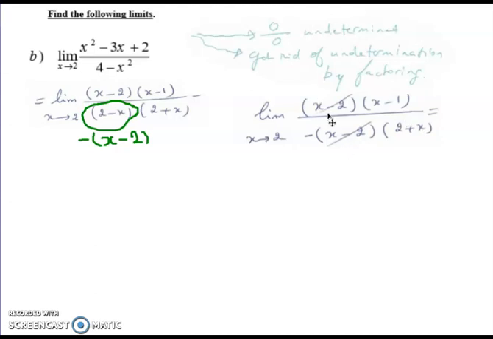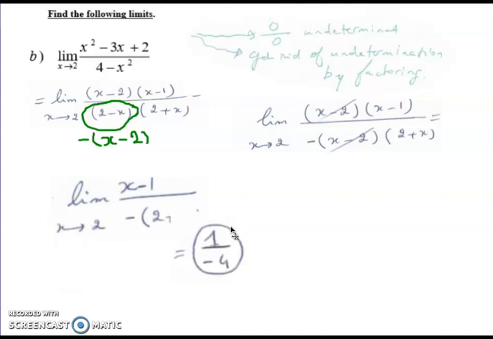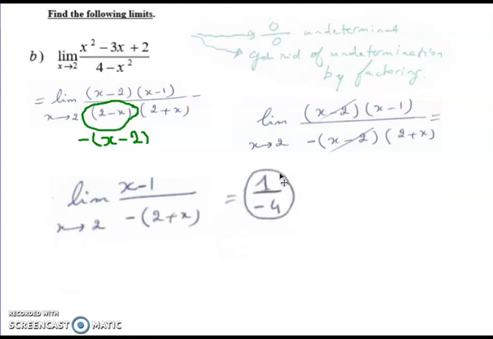We simplify the factor x minus 2. By this, we are removing the factor that is leading to 0 over 0. And our function will be x minus 1 over minus 2 plus x, as x tends to 2. We replace x by 2. 2 minus 1 is 1. 2 plus 2 is 4. We have minus 4. So the answer is minus 1 over 4.